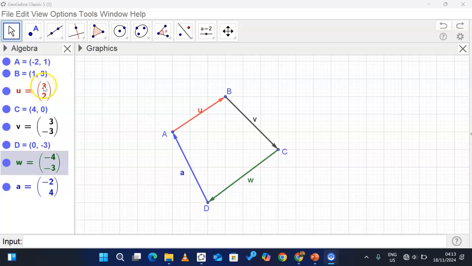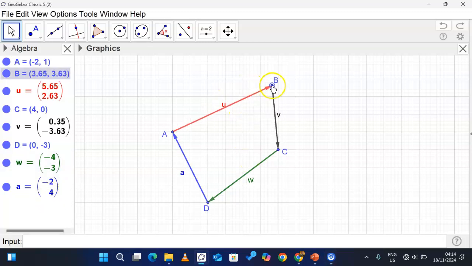And again, if I add 3 plus 3 here, you can see it's 6. 6 plus negative 4 will give you 2, and then 2 plus negative 2 will give you 0. Look at the y component. 2 plus negative 3 will give us negative 1. Negative 1 plus negative 3 will give us negative 4. Then negative 4 plus 4 will give us 0.